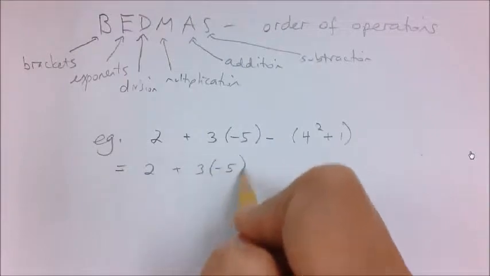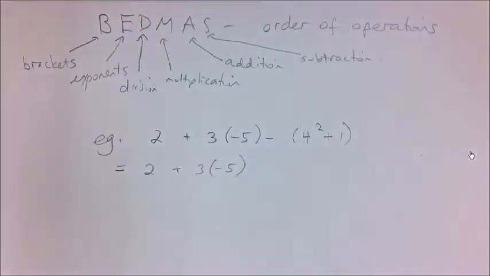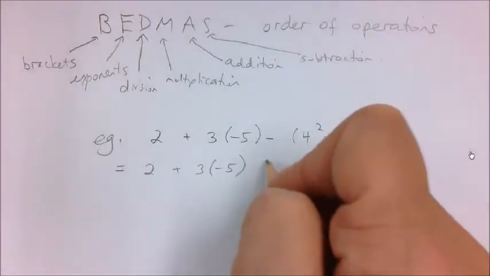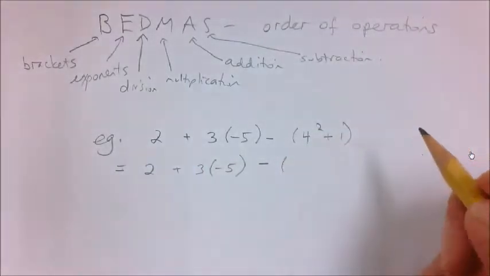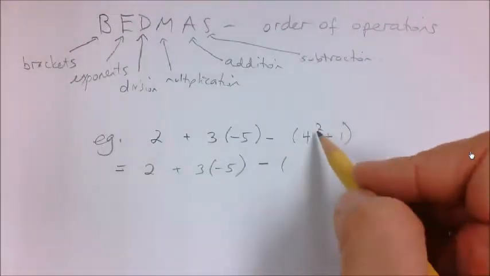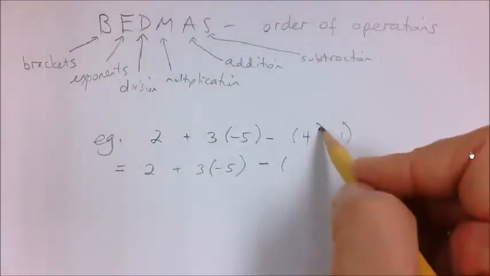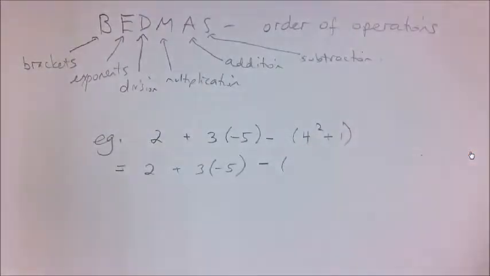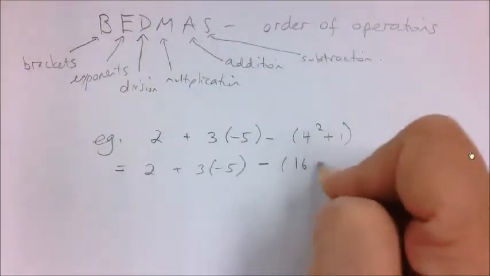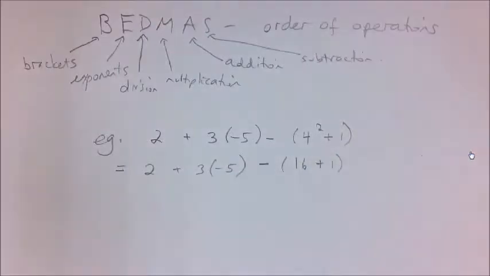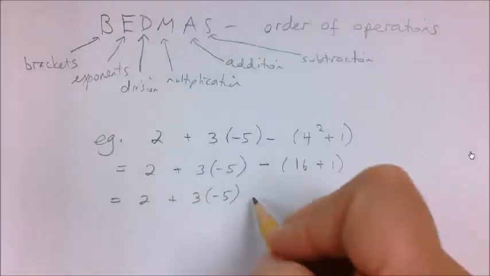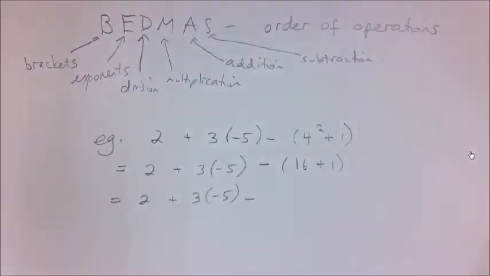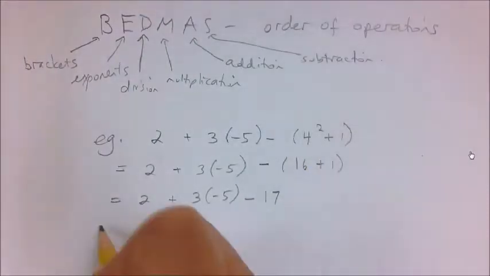So I'll just leave these ones. Yes, you can probably do this multiplication at this point too, but I'm going to stick to the BEDMAS order to just show what should be done first. I'm going to handle the brackets now, but within the brackets I have 4 squared, and that means 4 times 4. So I can do that now. 16 plus 1. Okay, and so this is going to be 2 plus 3 times negative 5 minus, we're going to work inside the bracket, 16 plus 1 is 17.